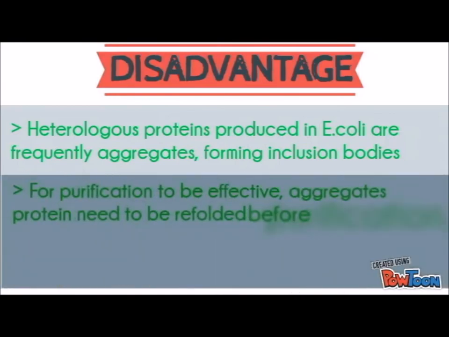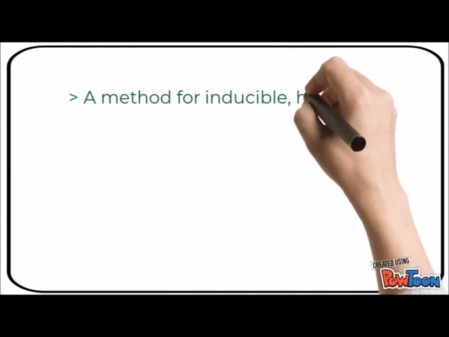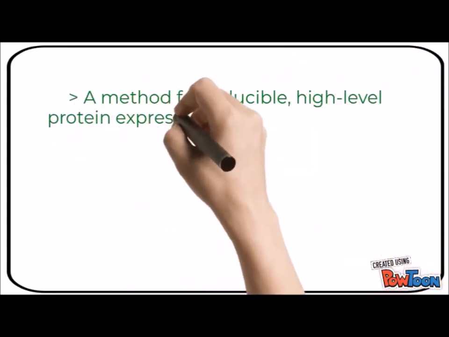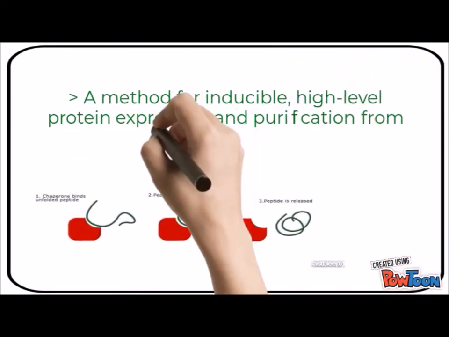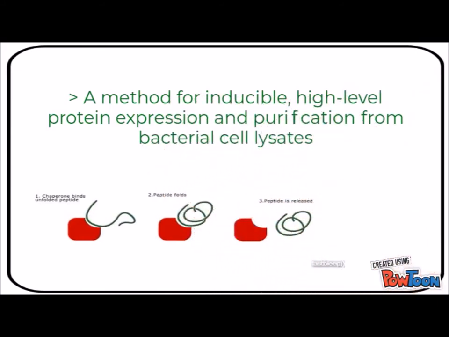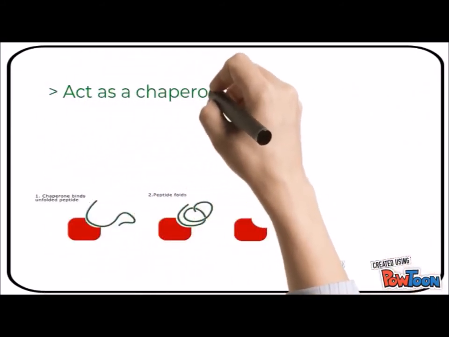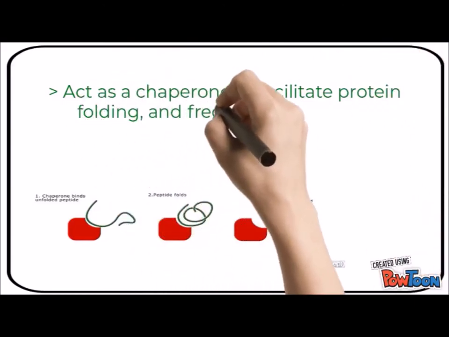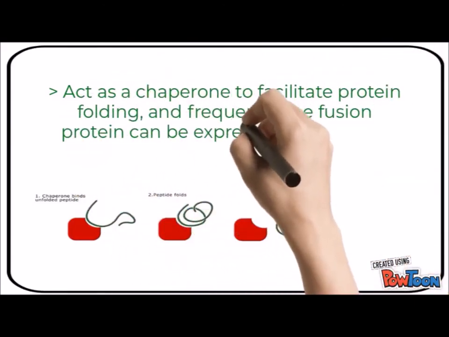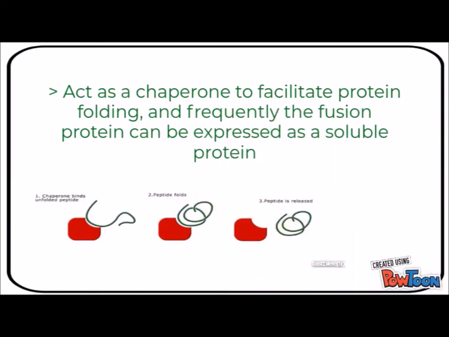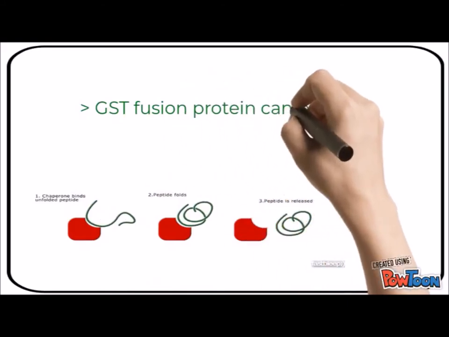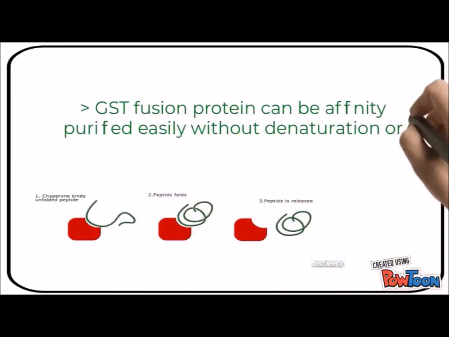So this is a modification of GST tag protein purification. GST tag protein is a method for inducible high-level protein expression and purification from bacterial cell lysate. The use of GST is important as it acts as a chaperone to facilitate protein folding, and frequently the fusion protein can be expressed as a soluble protein rather than in inclusion bodies. And the GST fusion protein can be affinity purified easily without denaturation or use of mild detergent.